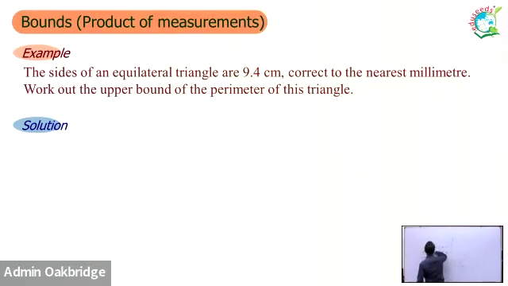So this one is the perimeter of a triangle, and this only involves 1 measurement, right? And then you just need to times 3. It's not that hard, this one.